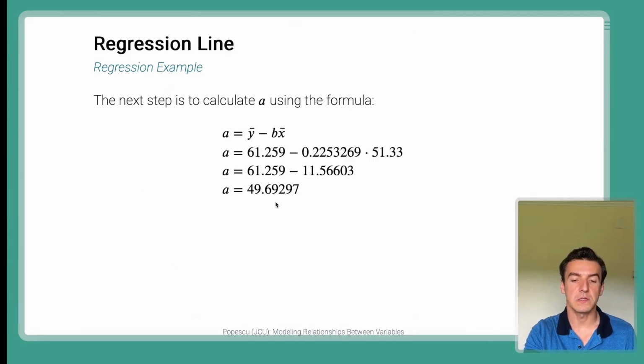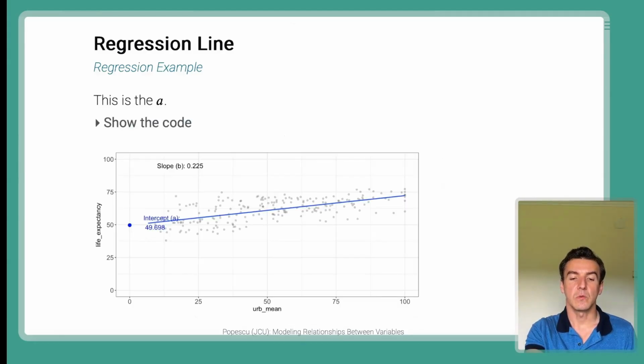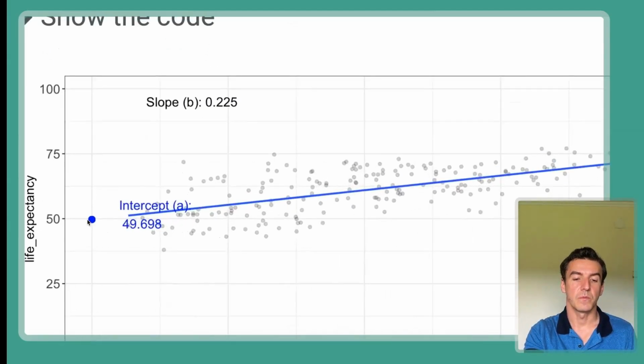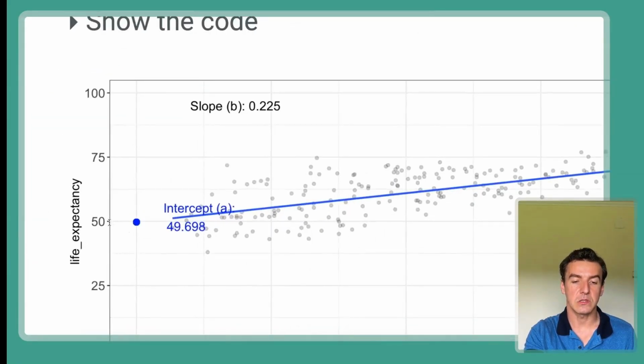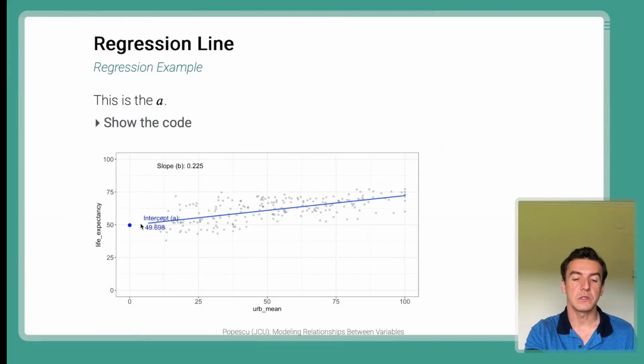Alpha is equal to 49.69. So what does this really mean in practice? This is the starting point of the line of the slope, right? So I marked it here. This is this precise point, 49.698, just slightly below 50. So this is what alpha represents. It's really the starting point for the line.